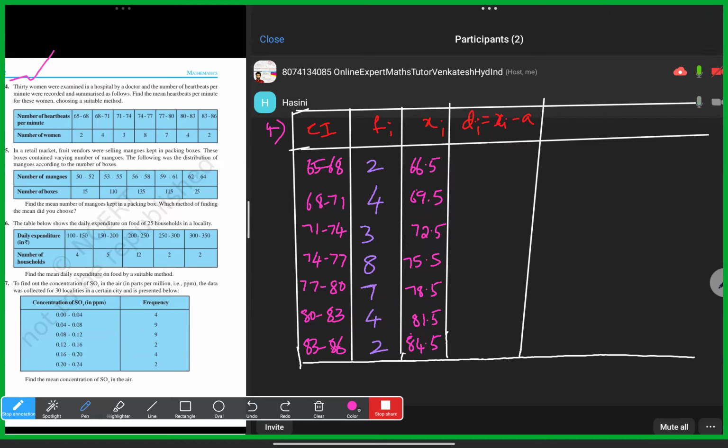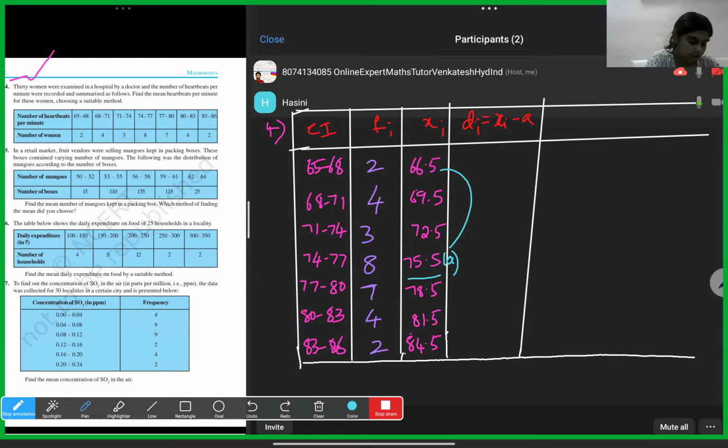Yes, Hasni. Now from this column of xi, we will select a value a. Let us select 75.5, the middle one, as a. Now we'll find out the di column, where di is xi minus a. You have to subtract a from every xi value.